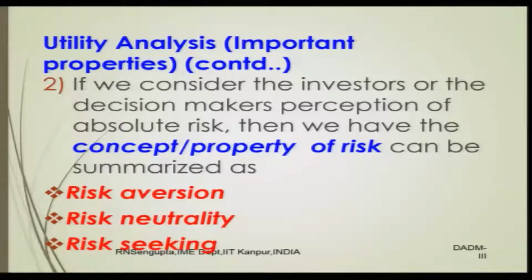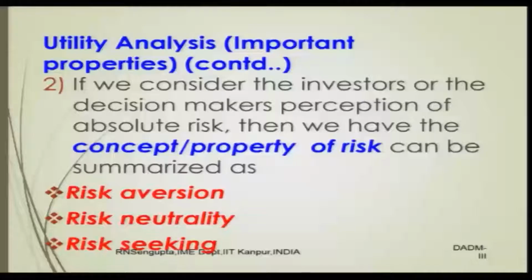Now, coming to the second property. So, the utility analysis important properties would say that if we consider the investment or the decision maker's perception of the concept of risk, then the property of risk can be summarized as the property of risk aversion, property of risk neutrality, and property of risk seeking. That means, if I want to avoid risk, which means what? I would be getting a money worth, which is always increasing, but my liking for that will start decreasing. That means, it is increasing at a decreasing rate.